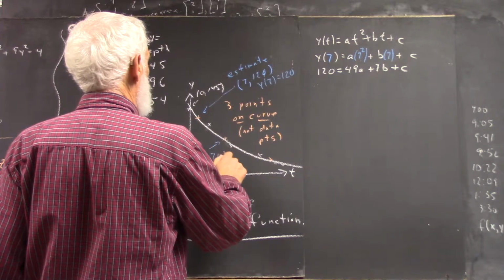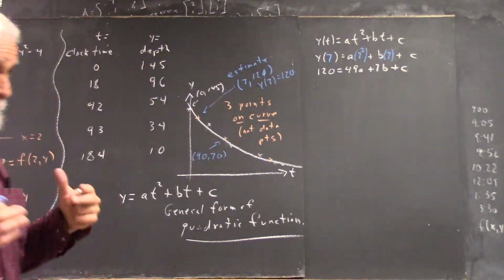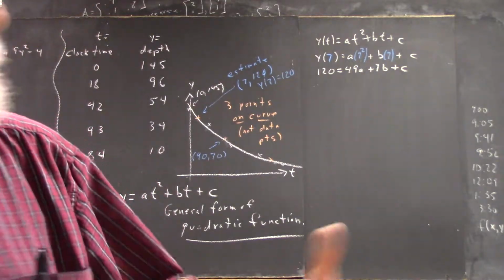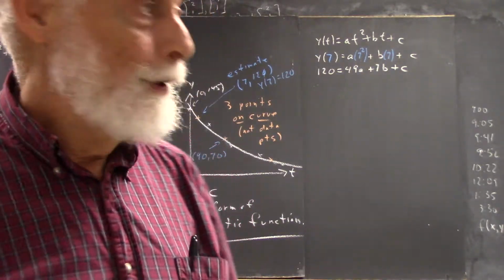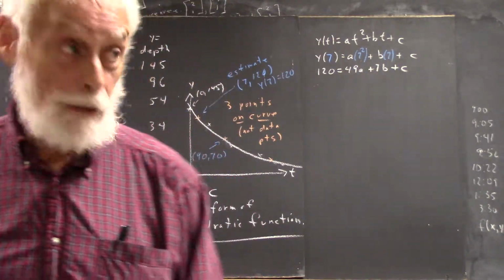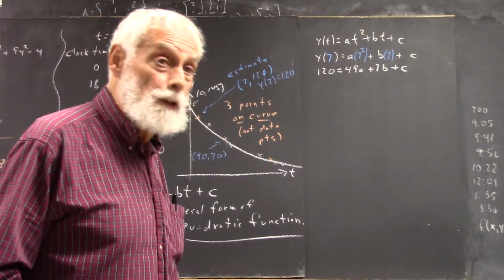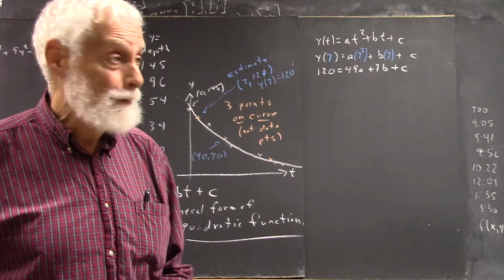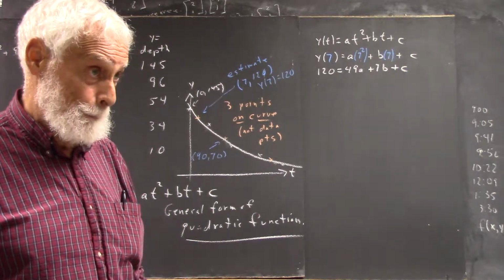Now, when you do your estimate, do an honest estimate as close as you can using the scale of your graph. Don't try to round off to the nearest 10, or you're not going to get a decent model. Try to make the best estimate you can based on what your graph tells you. Okay?